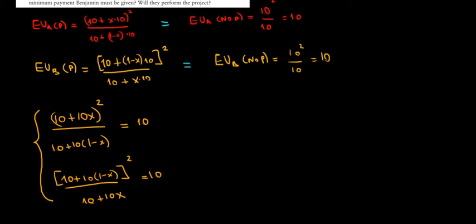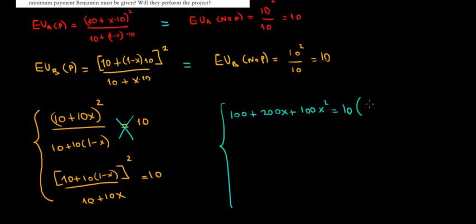Let's do some cross product and see what we get. So let's do some cross product over here. We would have (10 + 10x)^2, and let's open the brackets. That would be 100 plus 2 times 10 times 10x, that's 200x, plus (10x)^2, that's 100x^2, equals 10 multiplied with, and let's open the brackets here. That's going to be 10 + 10 times (1 - x), that's 10 - 10x. So we got the first relationship.